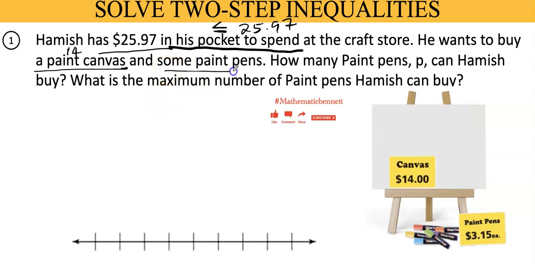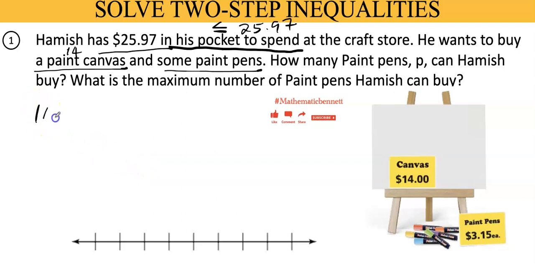And some paint pens. So he's buying more than one paint pen. We know that each paint pen is $3.15. So we know that our coefficient would be 3.15. How many paint pens p can Amish buy? Okay, so let us write our inequalities to start with.